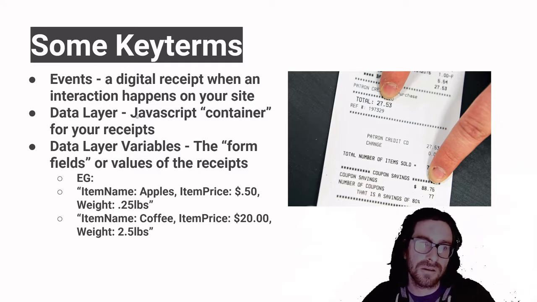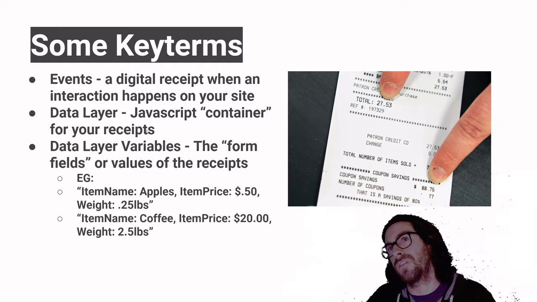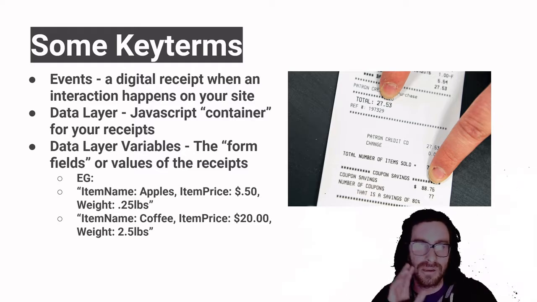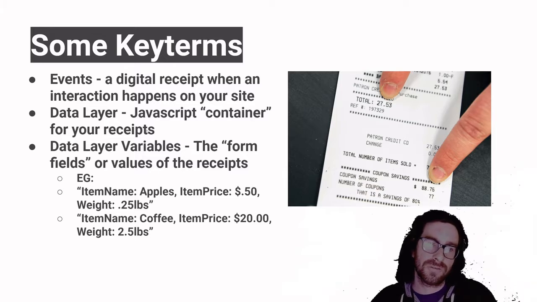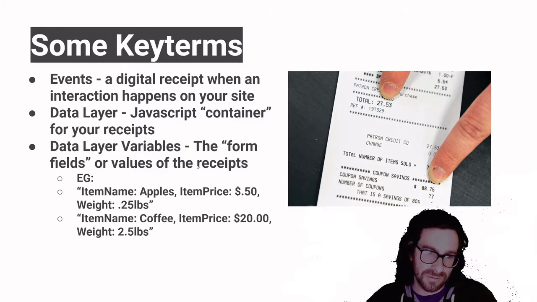So the data layer is kind of like a container for all your digital receipts to go in. So maybe Phil's on your site for a few hours and fills out some forms. There should be multiple receipts, if everything's tagged correctly, showing Phil's interaction, right? And the data layer variables would be the form fields of the receipts.